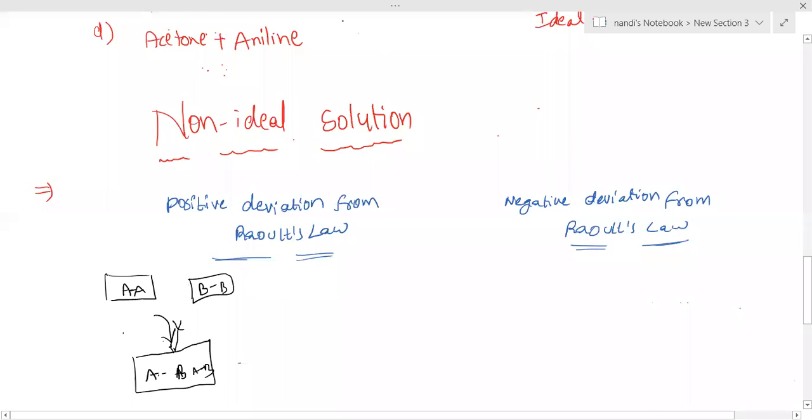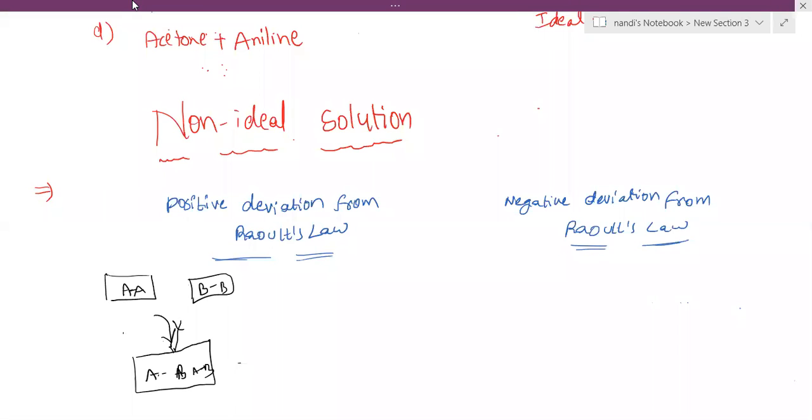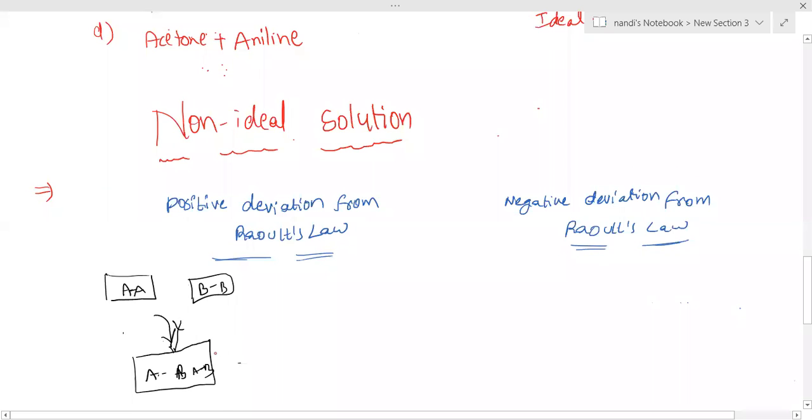When can they show strong vapor pressure? Any idea? Whenever the attraction between AB is weaker, then they can evaporate more. A liquid with weak attractions can evaporate more or less? More. So when they are evaporating more, the solution pressure should be more than your expected value. P solution is expected to be PA plus PB, the sum, but they are getting more than that expected value.